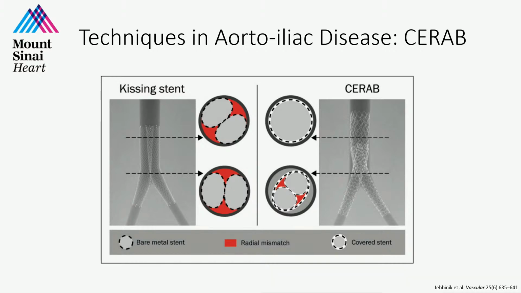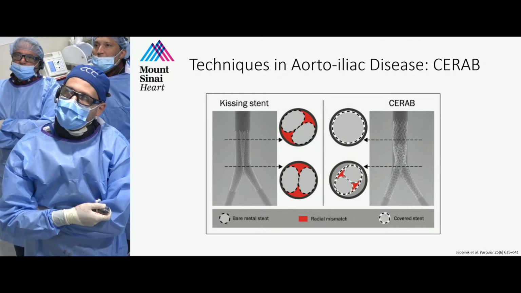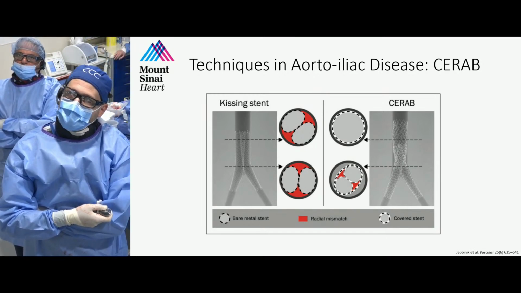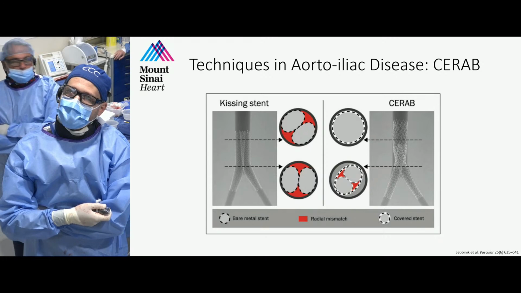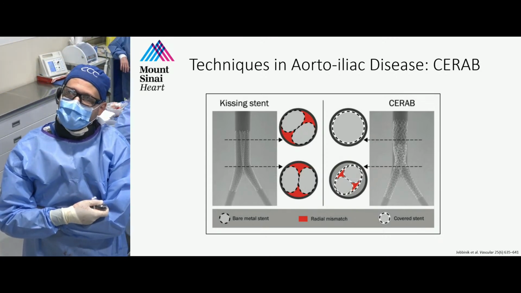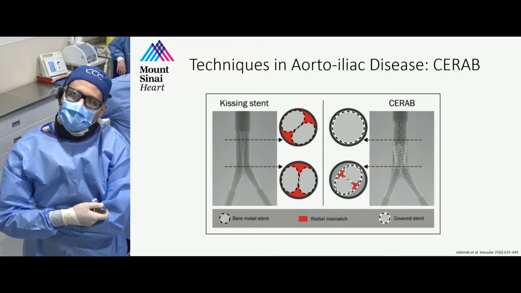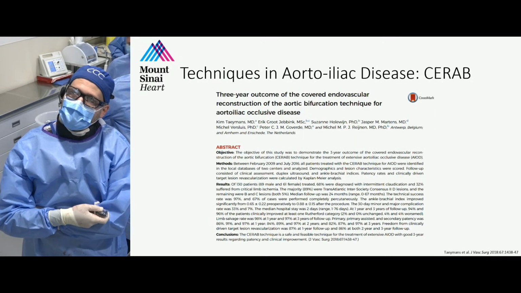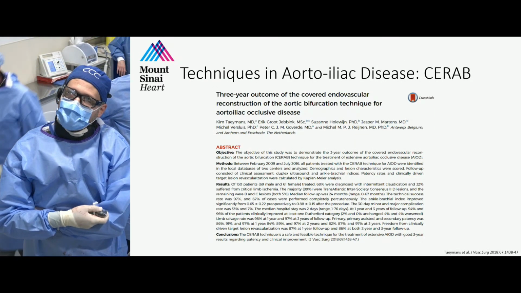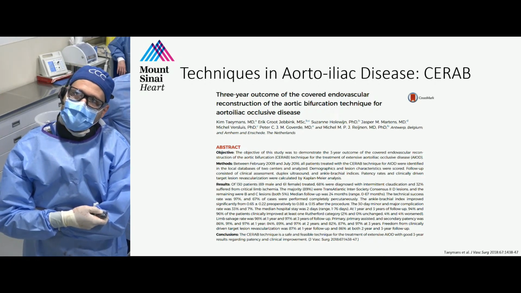I think the other one is this modified SKS, what we call the CRAB technique, where you put an aortic endograft and then place 2 kissing covered stents within the aortic endograft, with the idea that it reduces the radial mismatch and maybe improves some of the flow dynamics down through the bifurcation. So this is more and more coming into vogue. It's being studied with good results. So that's another option with extensive aorto-iliac disease.